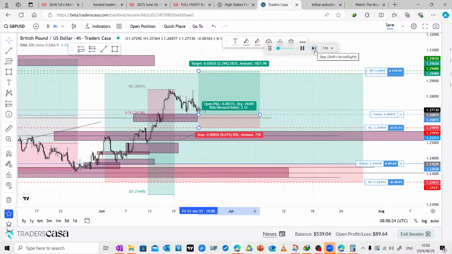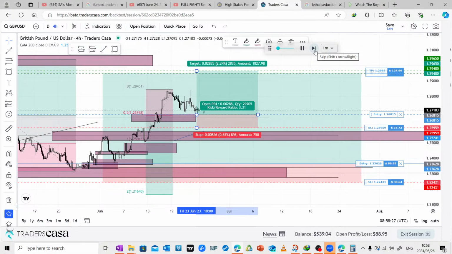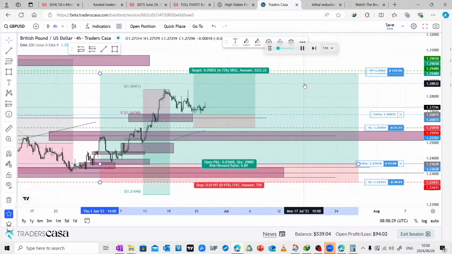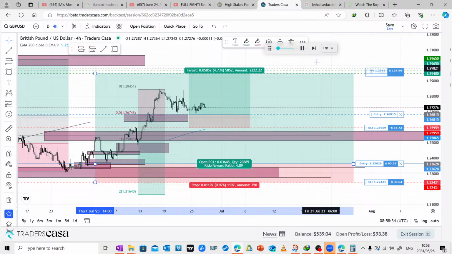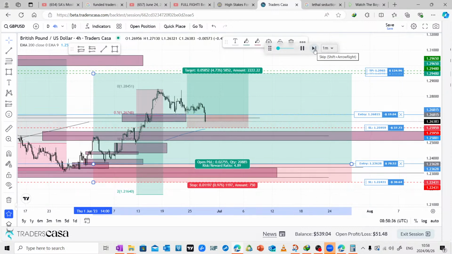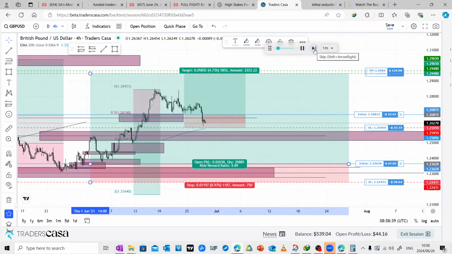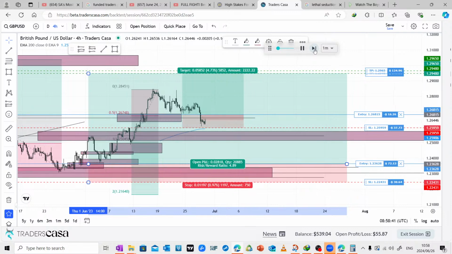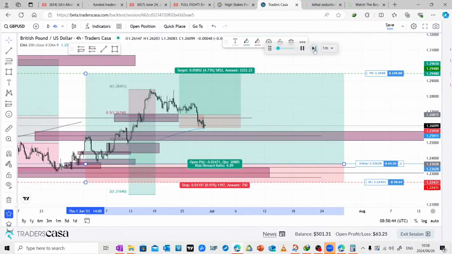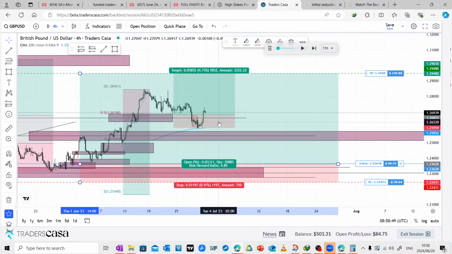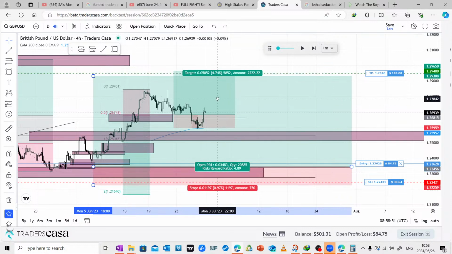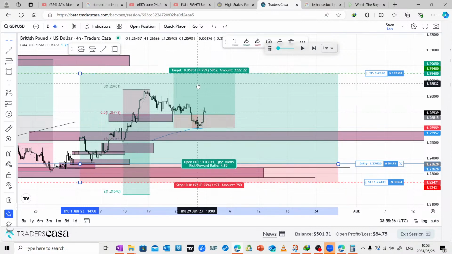Okay, I think we got tagged in. No, we didn't get tagged in. Got tagged in, almost went for a stop. I think it's gonna run us out. Yeah, stopped us out. But I'd want to retry that entry. So me retrying that entry means I'm taking this.